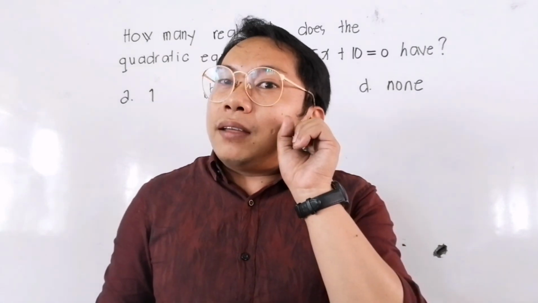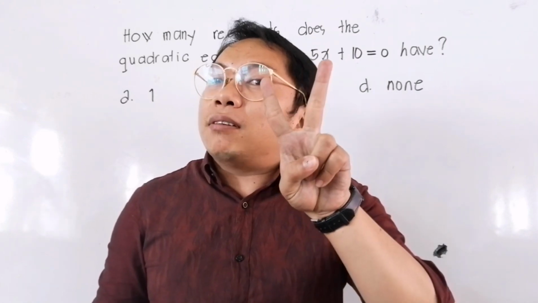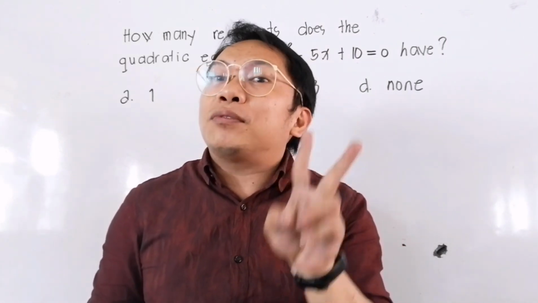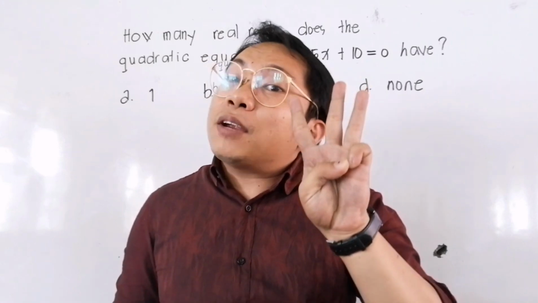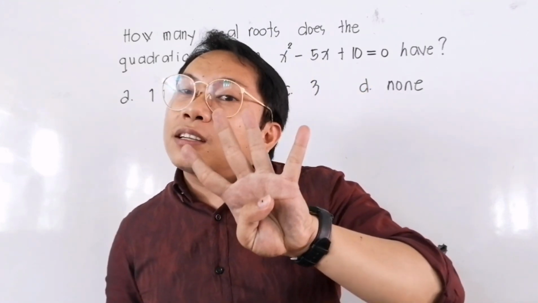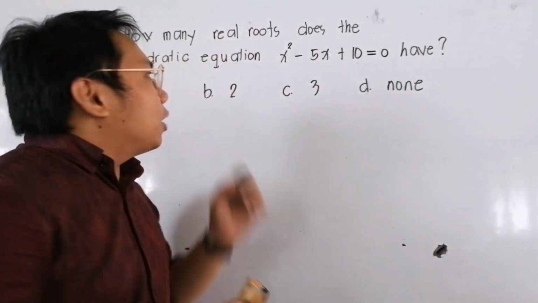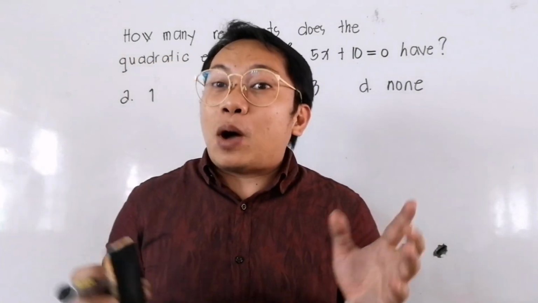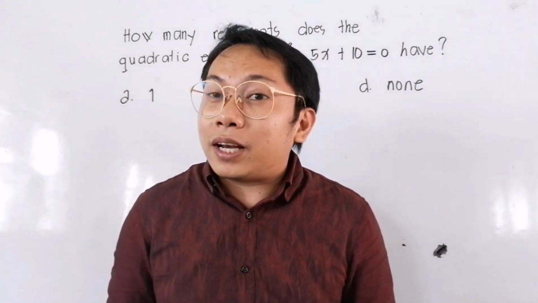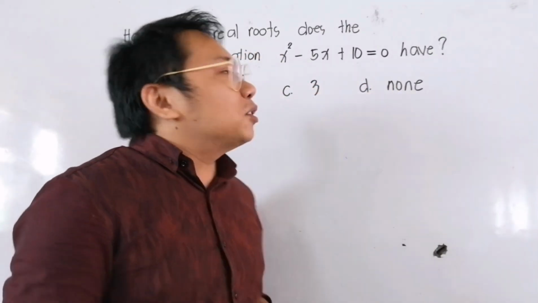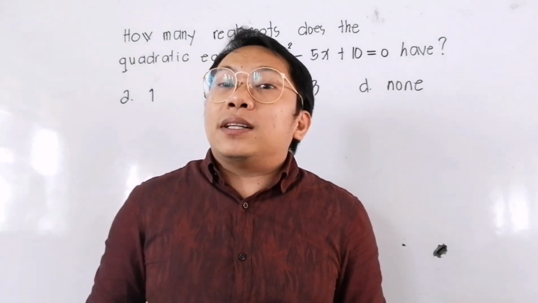If the highest exponent is 1, you have 1 root. If the highest exponent is 2, you have two roots. If you have cubic, x cubed, we have 3 roots. If the highest exponent is 4, you have 4 roots. But today, we'll be having quadratic equation only. So, how many real roots does the quadratic equation x squared minus 5x plus 10 equals 0 have?